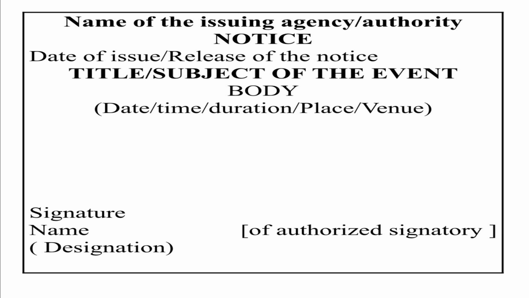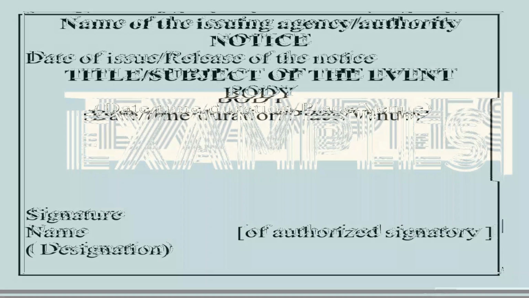Then in the middle of the next line, write the title of the notice. After the title, the body will come. In the body, what will we add? We add date, time, duration, place or venue. And as the body is completed, then the signature, the name and the designation of the concerned authority come.